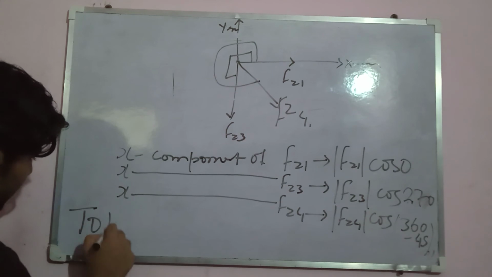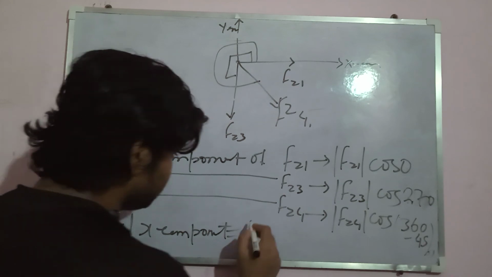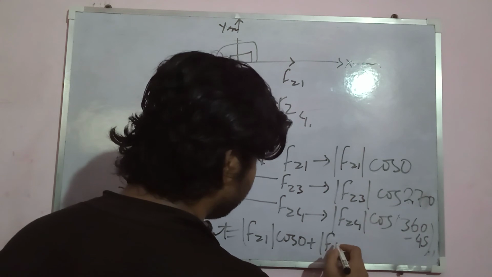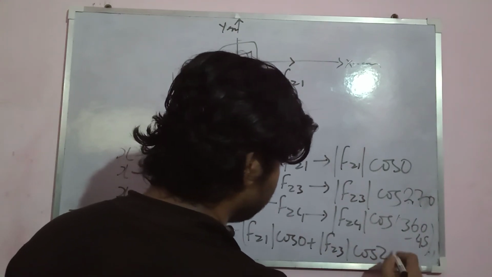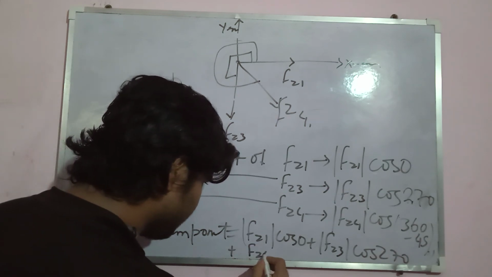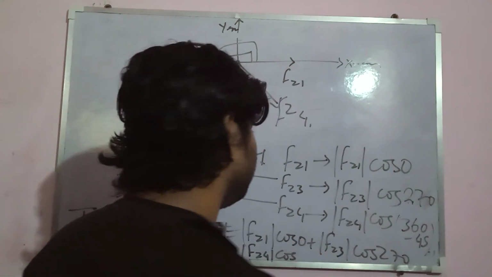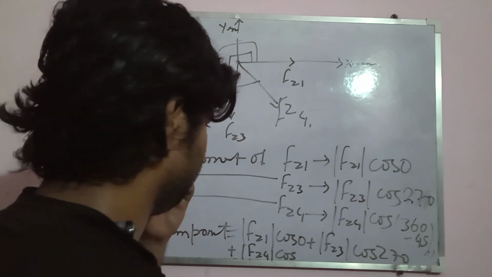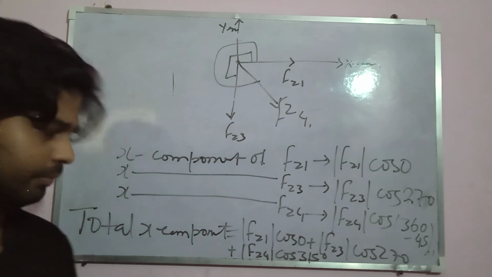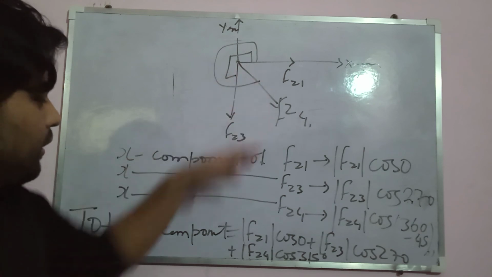Now we have the total x component. That is F21 cos 0 plus F23 cos 270, and further let me add F24 cos of 360 minus 45, that will be 315 degrees. Is it visible clearly? Yes. So we have the total x component at this point, which will be this.